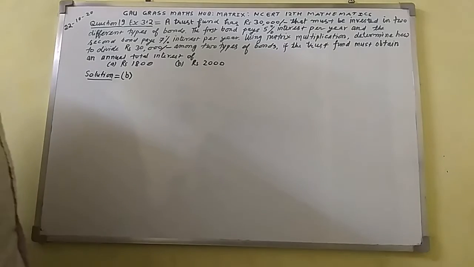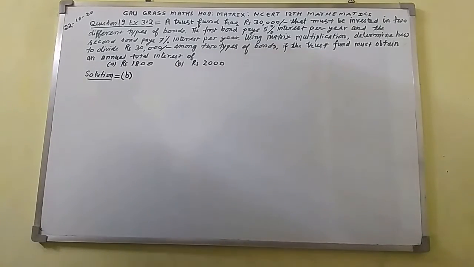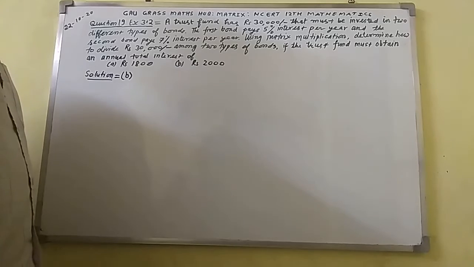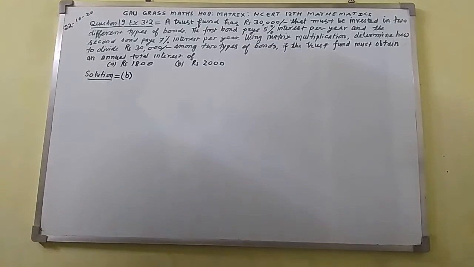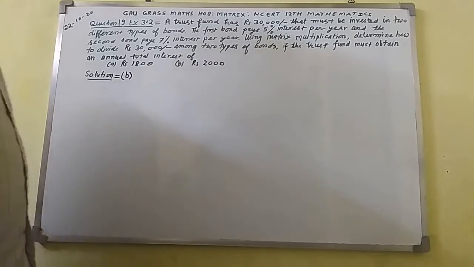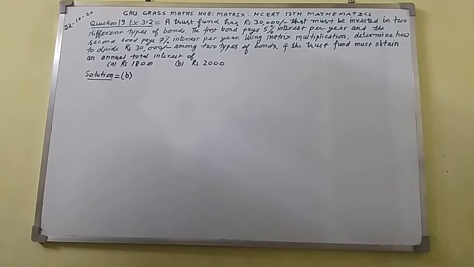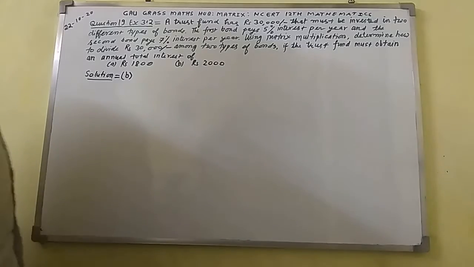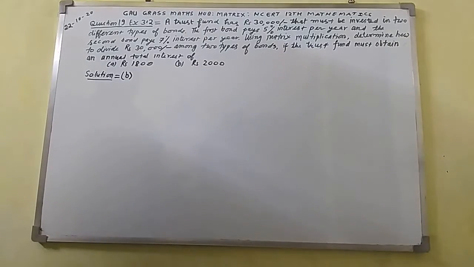Yesterday I explained the proper solution of question 19A. Today I am going to discuss question number 19B, wherein an annual total interest of rupees 2000 is there. Now coming to solution B, which I am going to explain.